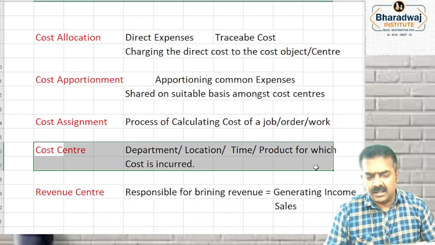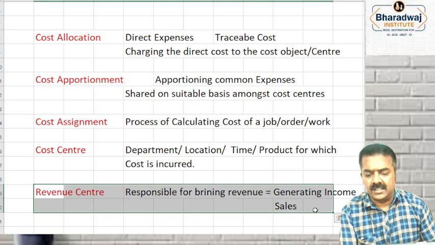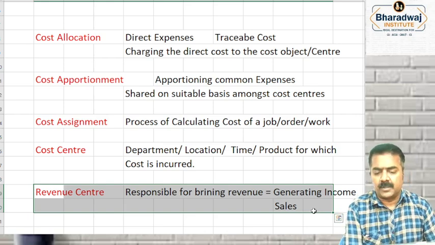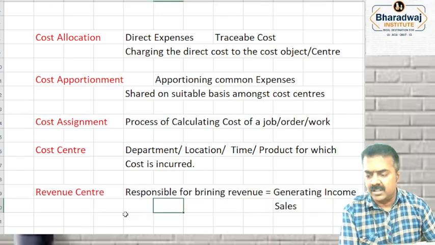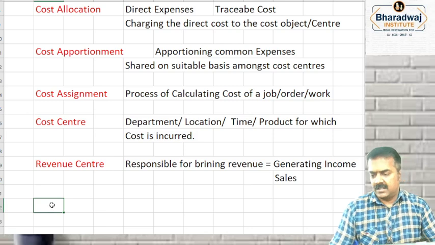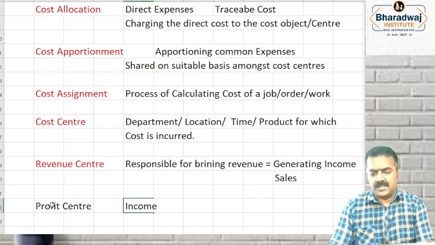So cost center, only the cost is incurred. Expenses are spent. What is revenue center? They are responsible for bringing which one? Revenue. They are responsible for generating revenue or income, or which one? Sales. Next, profit center, where income will be matched with what? Expenses.